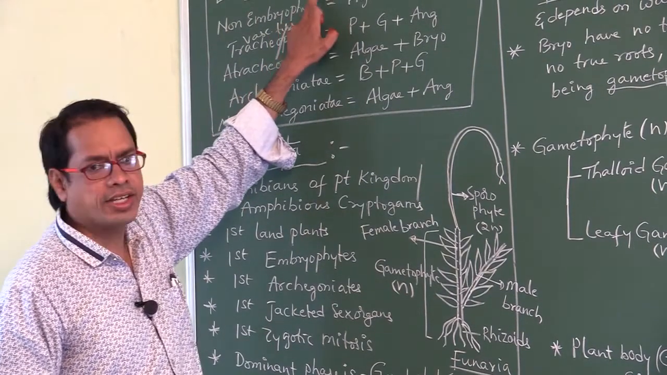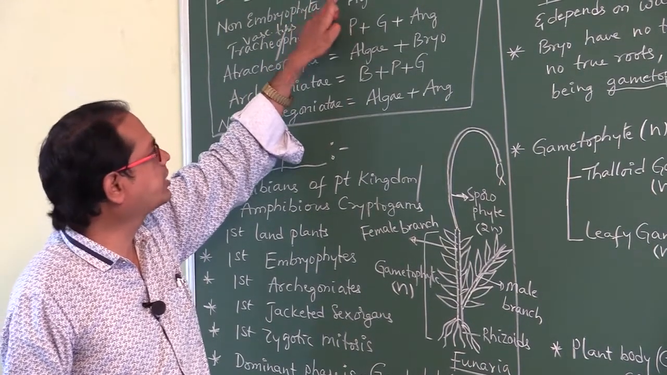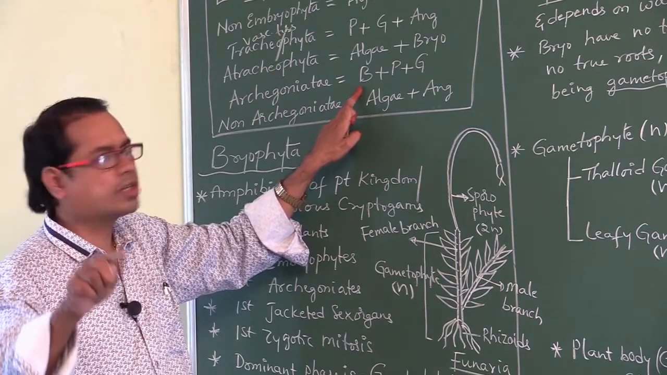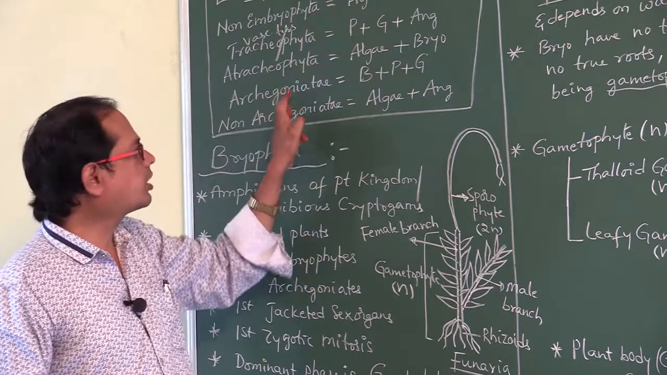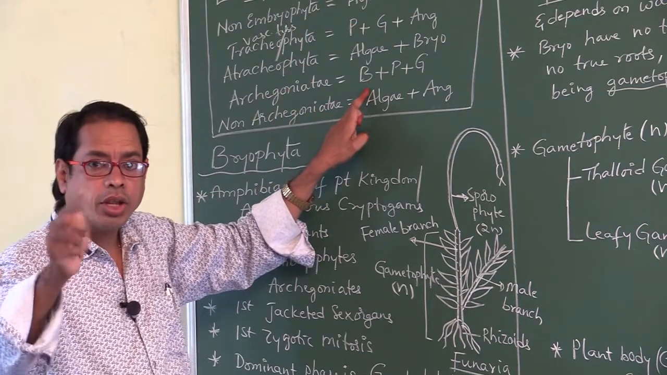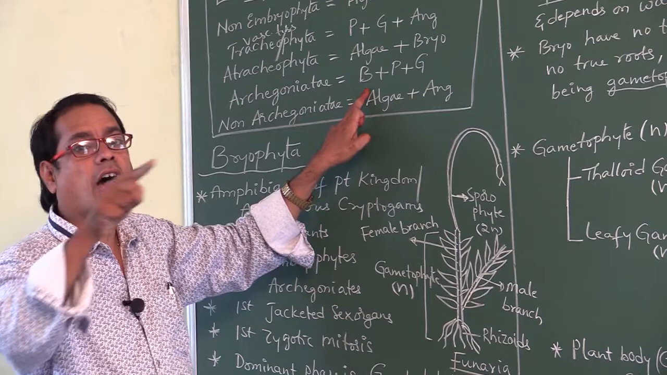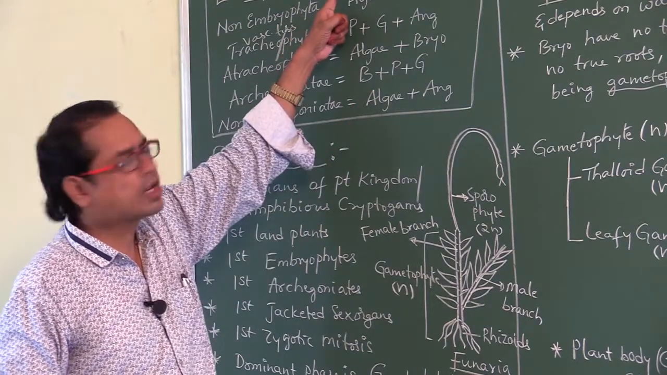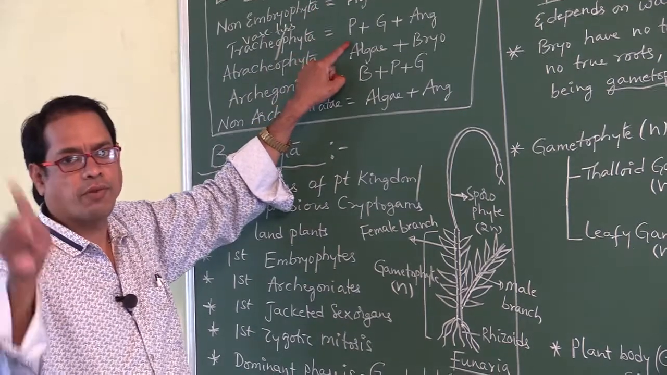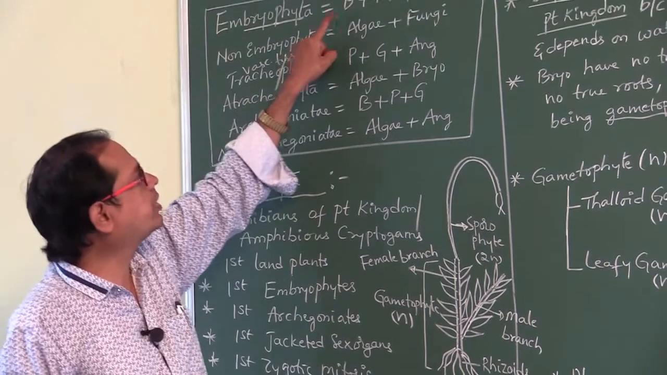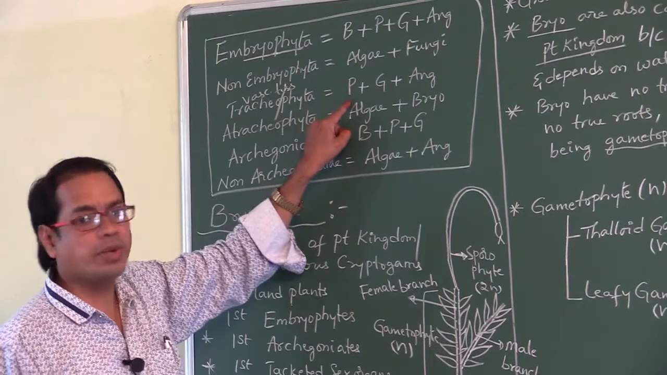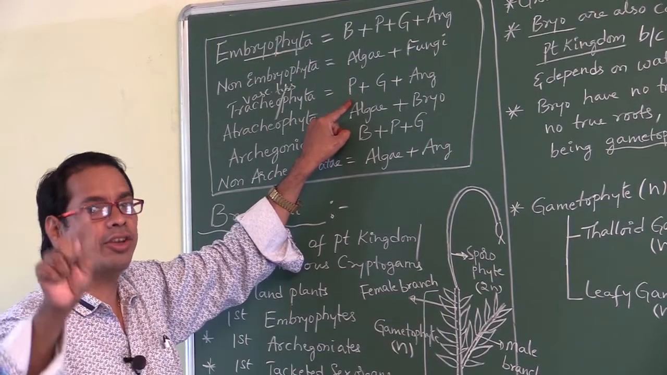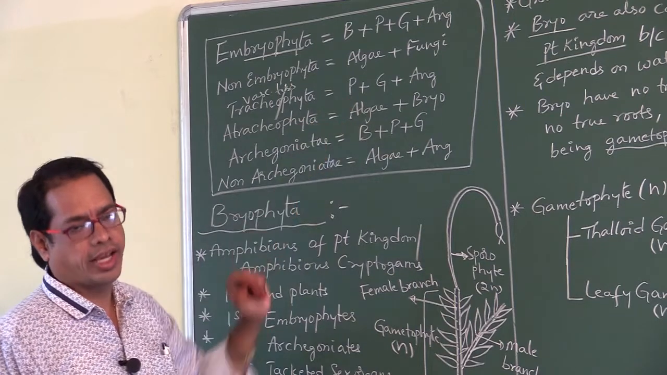First embryophytes are the first archegoniates. First embryophytes means bryophyta, and first archegoniates means bryophyta. True. First embryophytes are the first tracheophytes. First embryophytes means bryophyta, first tracheophytes means pteridophyta. False. Like that they will ask.